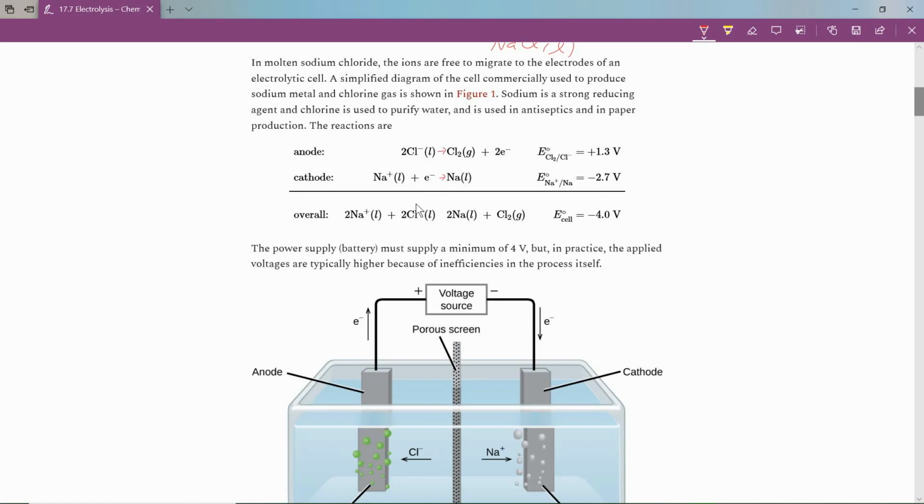Okay, and you can say, whoa, we learned before in this chapter that for a galvanic cell, the cell voltage has to be positive. So here it's negative, right? E0 cell is E0 cathode minus E0 anode, so -2.7 minus 1.3, so -4.0. And that ain't going to happen unless we use an external power supply like a battery or a generator, which has to supply a minimum of 4 volts, but usually higher because things are inefficient. And so what you're doing is you're pushing the electrons in the opposite way that they naturally want to go by having this external power source.